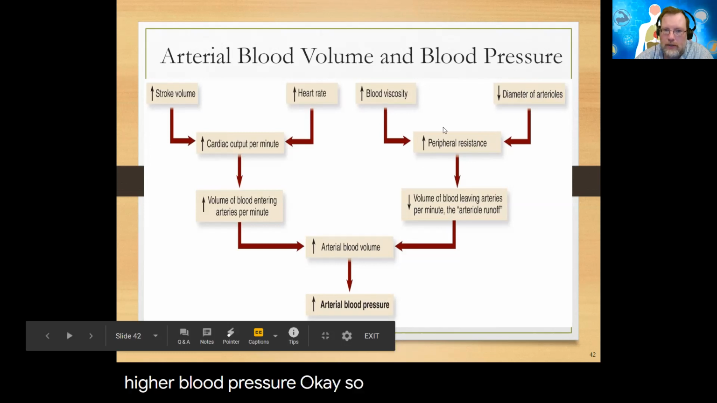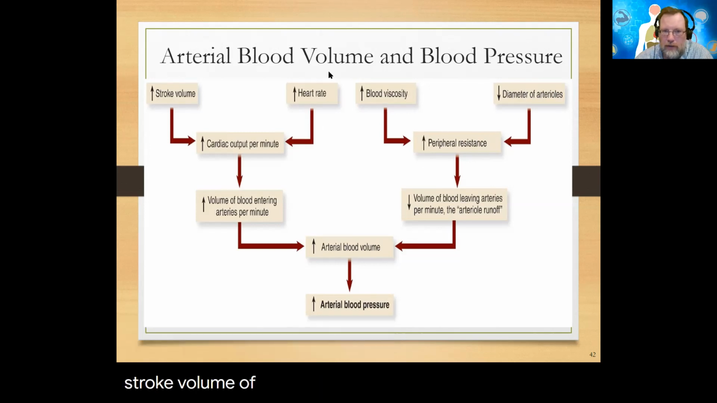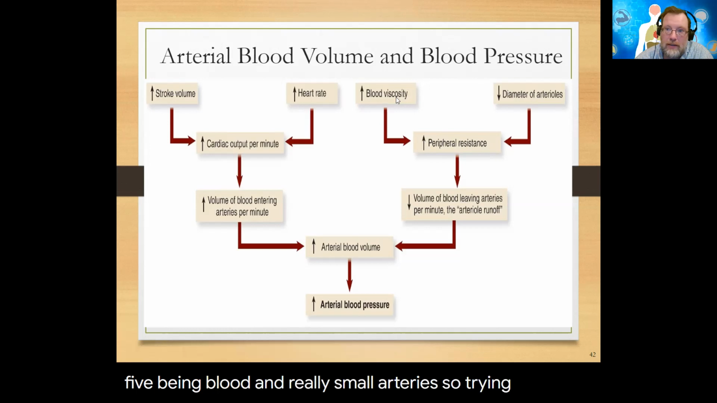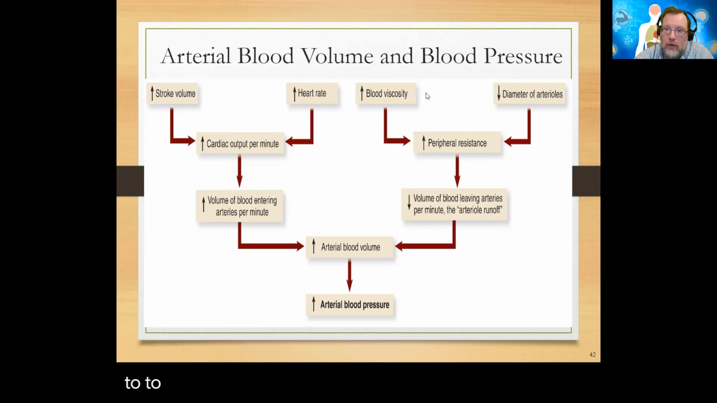Okay, so excess resistance, heart rate, stroke volume. If any of these three go up, let's just use it like a scale of 1 to 5. If we keep 5 being really thick blood and really small arteries, so trying basically to drink or blow a Dairy Queen Blizzard through a juice box straw, super thick material going through a super small straw. That's a lot of resistance. That'd be a 5.